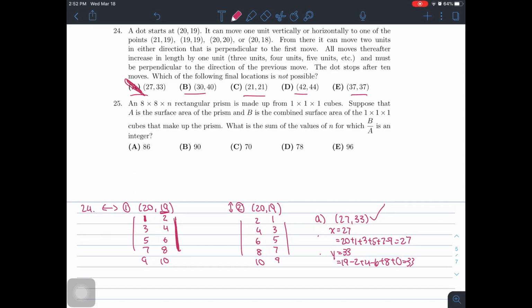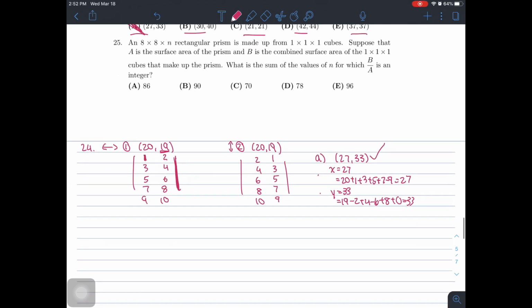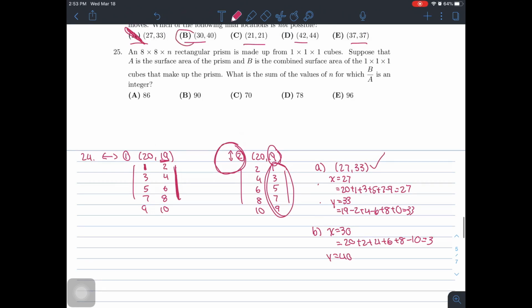So A is possible. And basically you look at all of the other answers and you find that B is not possible. This is because X equals 30, which is possible if you use the first step as moving vertically. You can get that as 20 plus 2 plus 4 plus 6 plus 8 minus 10 equals 30. But when y equals 40, it's impossible to mix around with these numbers and 19 to get 40. So you know that the answer is B because it's impossible.